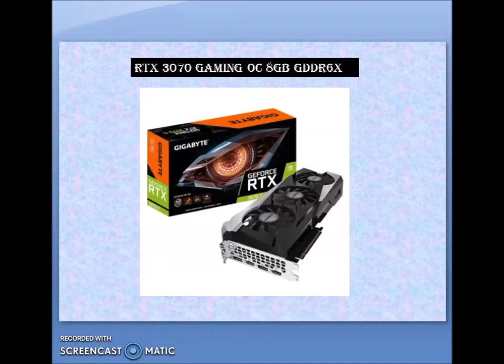This is for a PC that's resistant and compatible, while this graphic card I will use for a gaming computer.